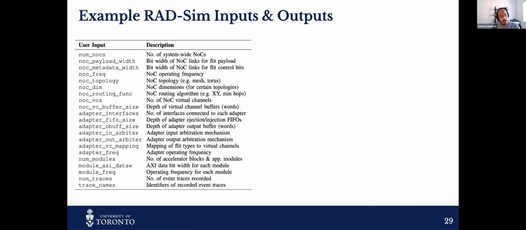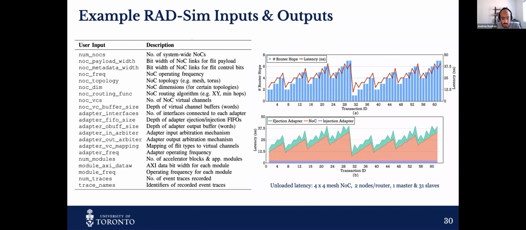On this slide, I'm just showing examples of RAD-Sim inputs and outputs to give you a sense of what you would give to RAD-Sim as an input and what you expect to get as an output. So you can see there are many parameters. Those are just a subset of the parameters. You can specify things related to the NoCs, how many NoCs you have in your system, different NoC parameters, different parameters related to the NoC adapters, and also parameters related to the modules that you hook up to the NoC. And what you expect as an output: RAD-Sim has some telemetry utilities that can collect simulation traces, and then we have graphing scripts for those.